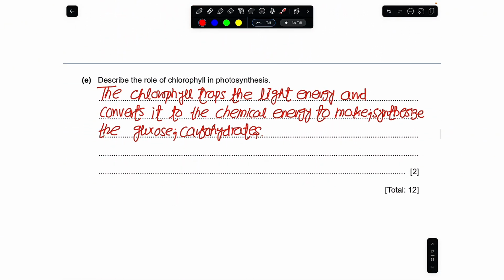Now for 2 marks, they are asking us to describe the role of chlorophyll in photosynthesis. So we know that chlorophylls are the green photosynthetic pigment and they would trap the light energy and then convert it into chemical energy. And that would be utilized to make glucose, or you could say carbohydrates. And by this, you would score 2 marks.